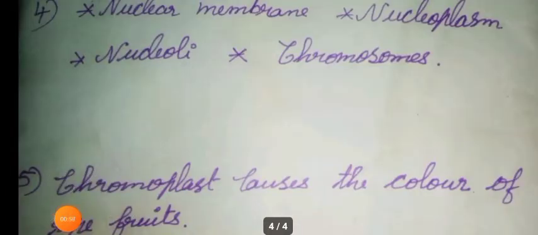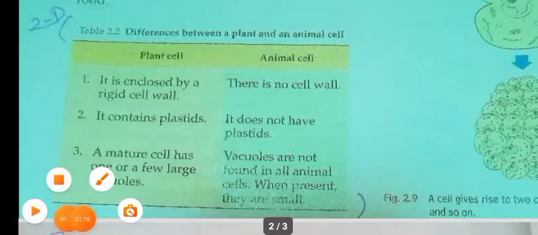The next question is, what causes the color of ripe fruits? So the answer is chromoplast. Chromoplast causes the color of the ripe fruits. Chromoplast, C-H-R-O-M-O-P-L-A-S-T. Chromoplast causes the color of the ripe fruits.